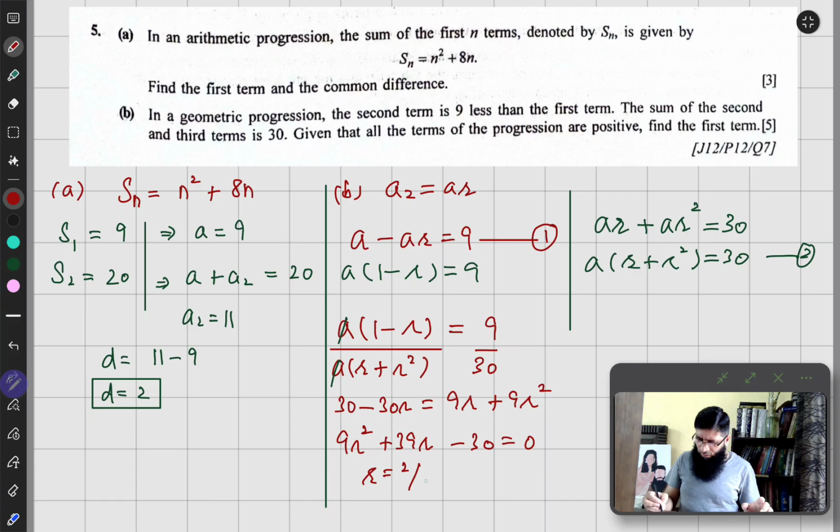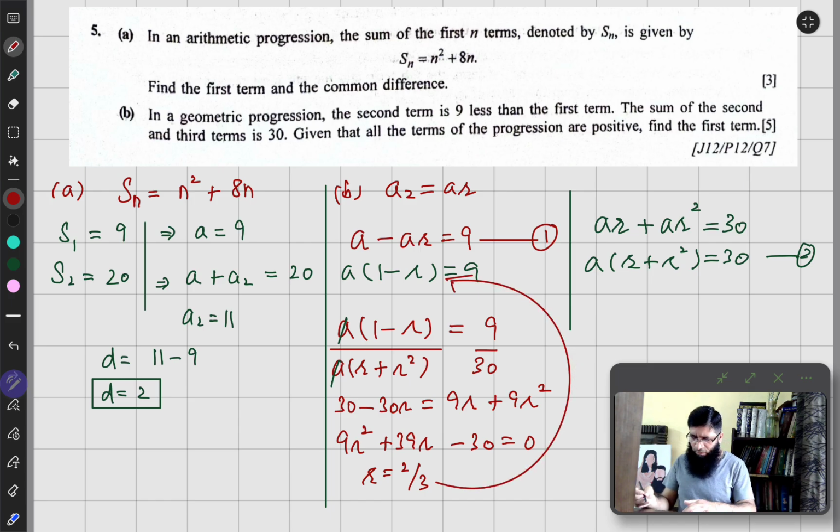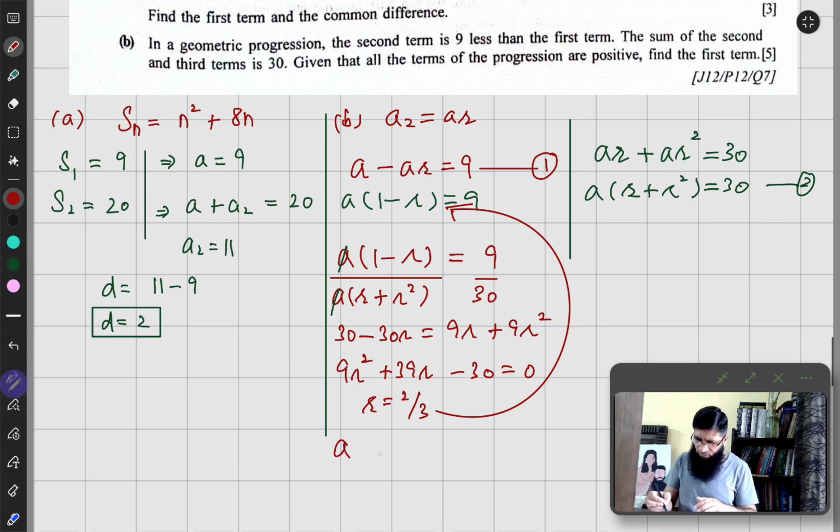So this is the value of R, which is equal to 2 by 3. And if you put R is equal to 2 by 3 over here, you will get the value of A. So A will be equal to 1 minus 2 by 3, which is 1 by 3, so A will be equal to 27.